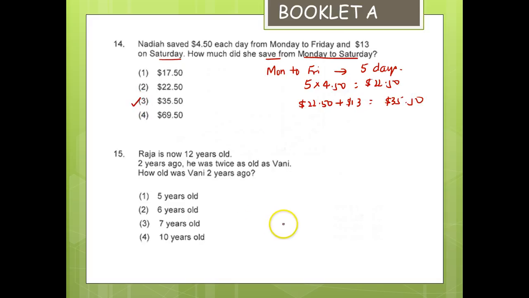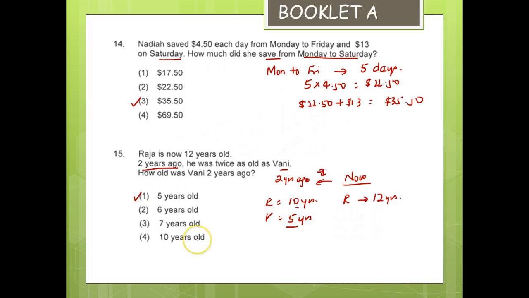Option number 3. 15. Raja is now 12 years old. 2 years ago, he was twice as old as Vani. So now, Raja is 12 years. 2 years ago, so you minus 2, right? So Raja would be 10 years old. 2 years ago, Raja was 10 years old, he was twice as old as Vani. So Vani will be half of Raja, which is 5 years old. How old was Vani 2 years ago? Answer is 5 years old.